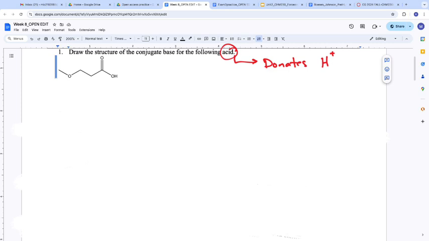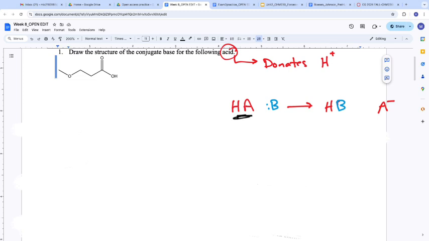Okay? And if we go through and look at that starting structure, okay, if we look at it as an acid, our HA, I shouldn't have erased everything, donates the H+, generates A-. What does it donate the H+ to? To a base. Okay? So draw the structure of the conjugate base for the following acid.